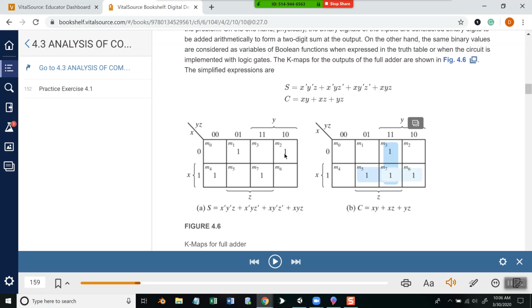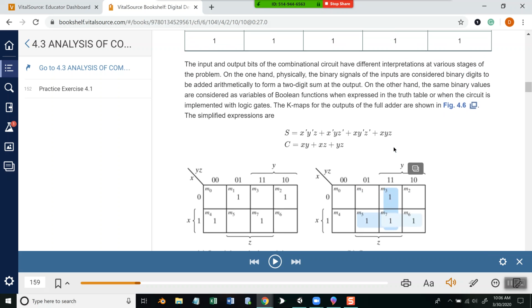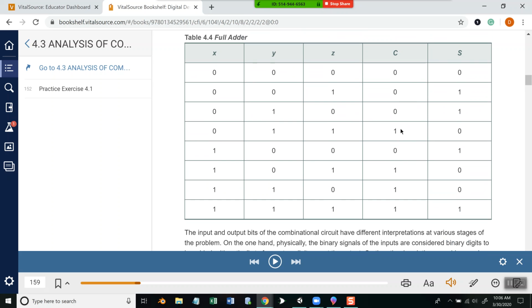And this one would be x prime, y, z prime, which would be our second term. Now over here, when I do the mappings of the ones for our carry, again, that's 0, 1, 1, 1, 0, 1, 1, 1.